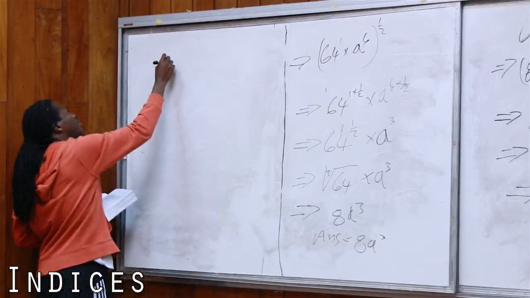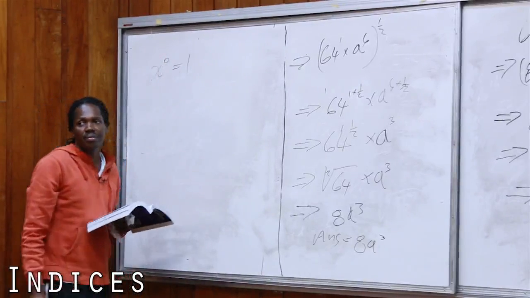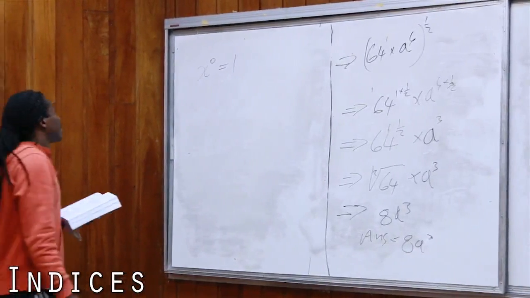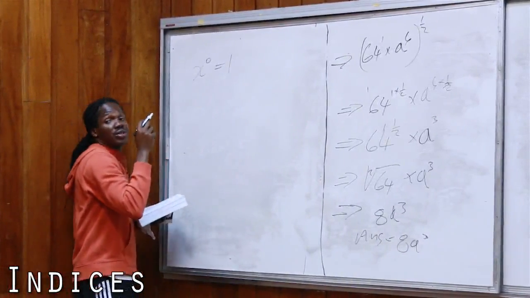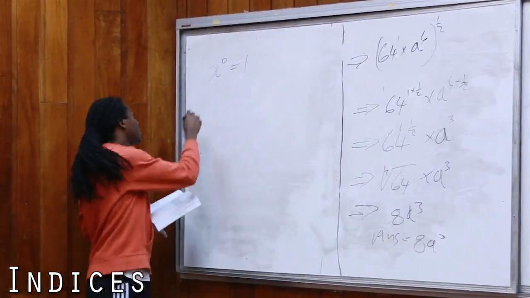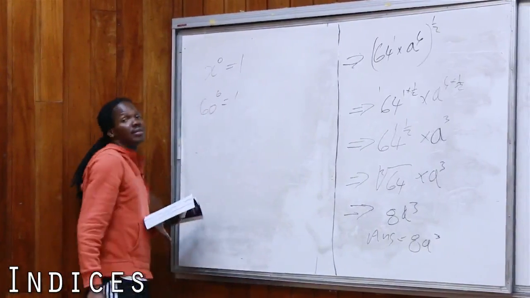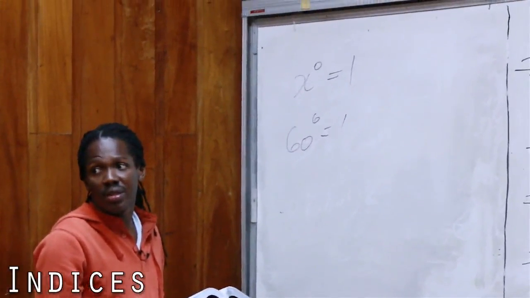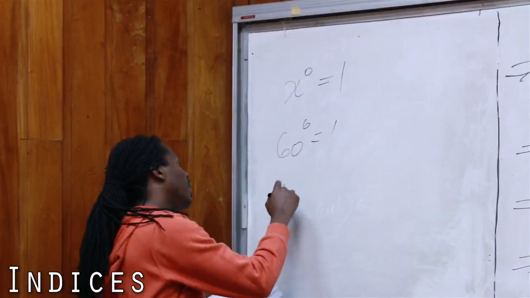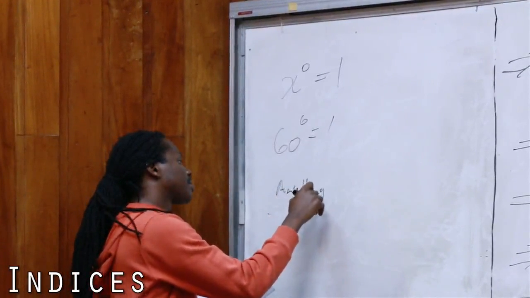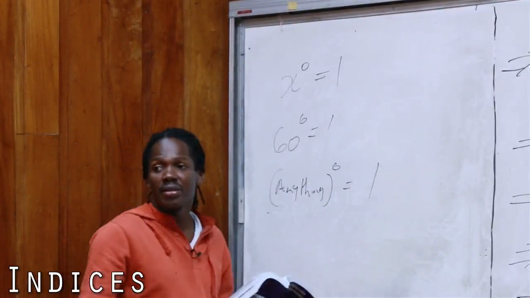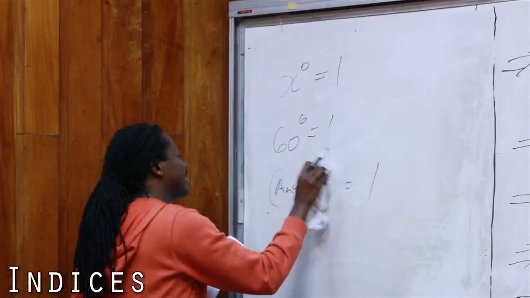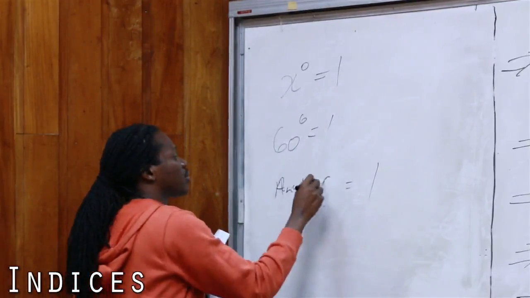Anything raised to the power of 0 is equal to 1. Anything to the 0 equals 1. Now suppose I write anything to the zero.